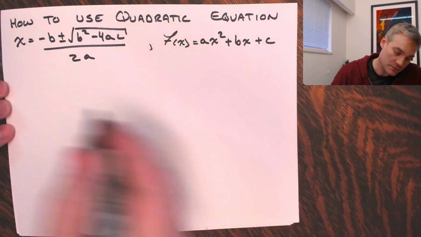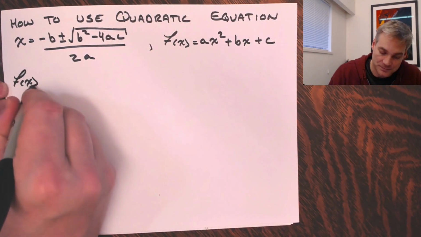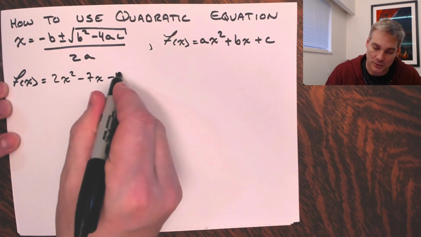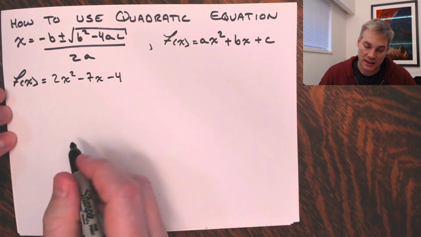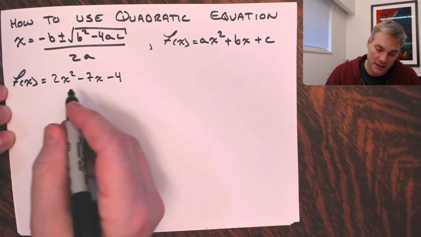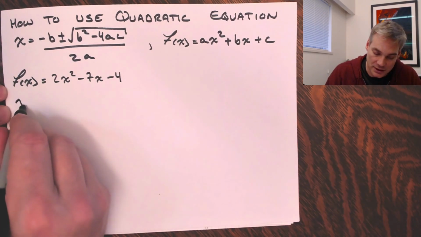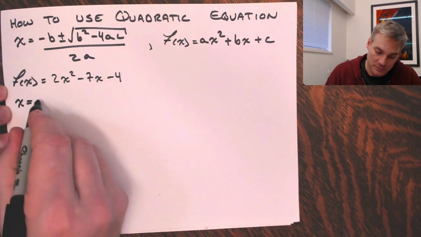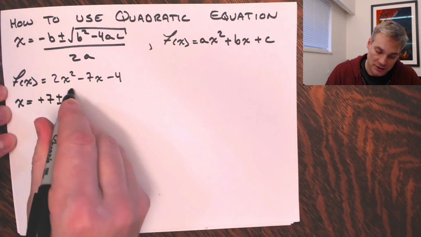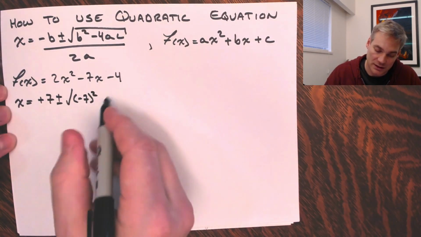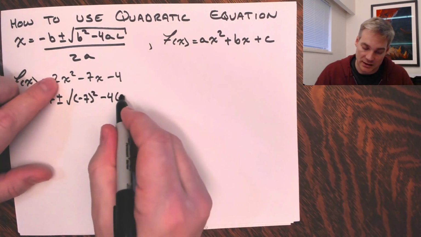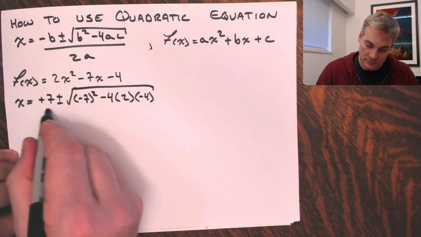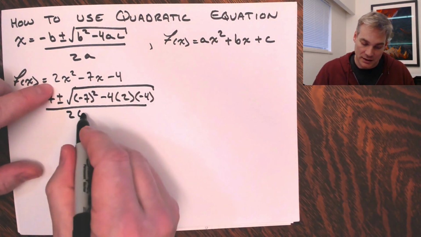Okay, so now what if we have this function and we want to solve for it? 2x squared minus 7x minus 4. We can use the quadratic equation. We can factor this as well, but we'll use the quadratic equation. That's when y equals 0. x equals negative b, so negative b is positive 7, plus minus the square root of negative 7 squared minus 4 times a, which is 2, times c, which is negative 4, all over 2 times 2a.